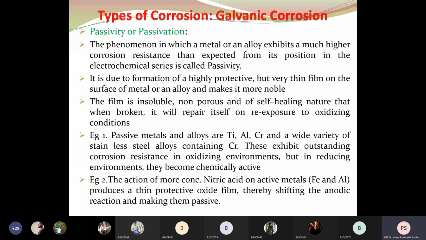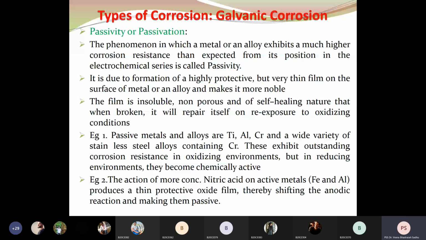So that means there is a formation of a highly protective layer on the surface of the metals. This surface layer is very thin, maybe a few microns, on the surface of the metal or alloy, which is corrosion resistant. That is called passivation or passivity. It's also called the passivation layer.